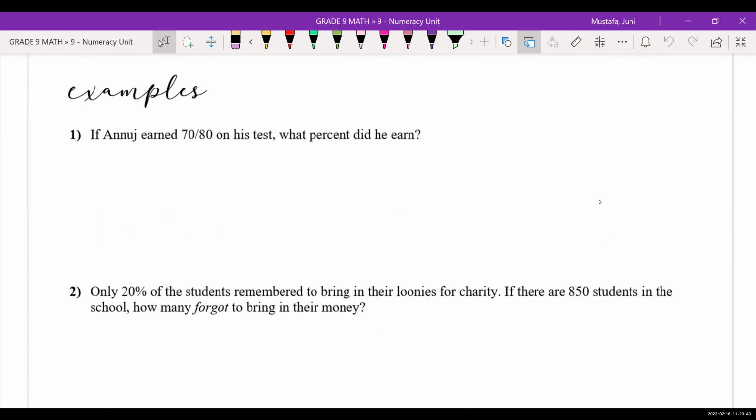If Anuj earned 70 out of 80 on his test, what percent did he earn? Okay, so let me walk you through. I know you probably already know it, but let me walk you through how I would set this question up, because I do want you to follow a certain technique. First, just like before, I am going to write down all of the words in this ratio.